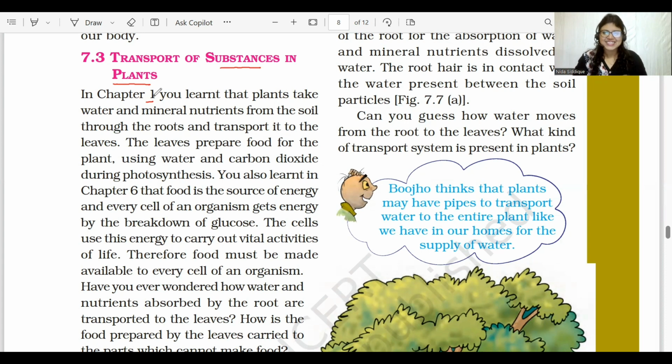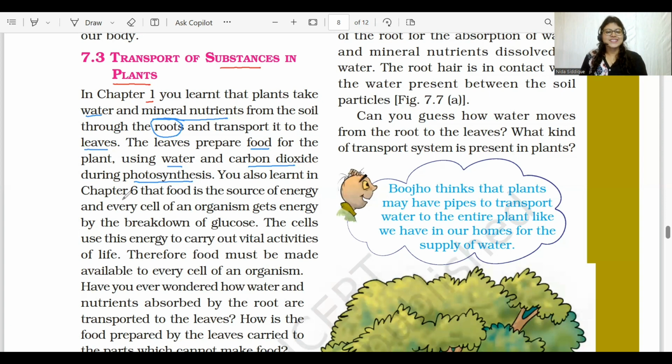So let's get started. So in chapter 1, you have learned that plants take water and mineral nutrients from the soil. Okay, and which part of the plant is in contact with the soil? It is the roots. So they take up this water and mineral nutrients from the soil by their roots and then transport it to the leaves. Leaves will use this water and mineral nutrient and it will prepare the food for the plant. Okay, so it is going to use carbon dioxide, it is going to use water and perform photosynthesis.